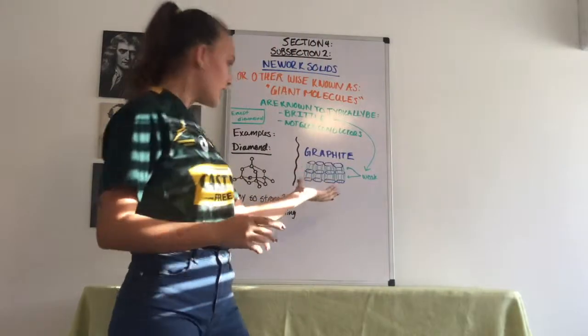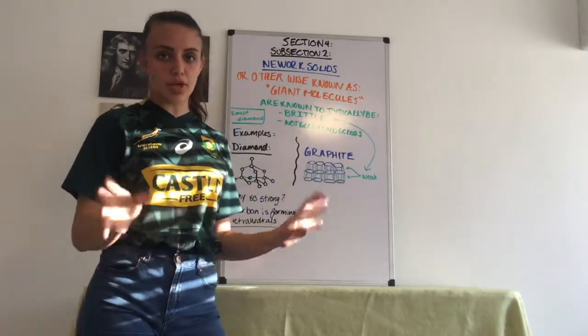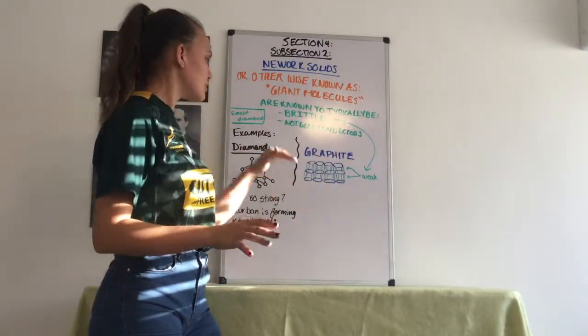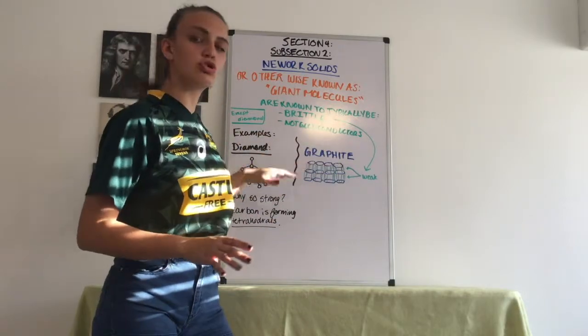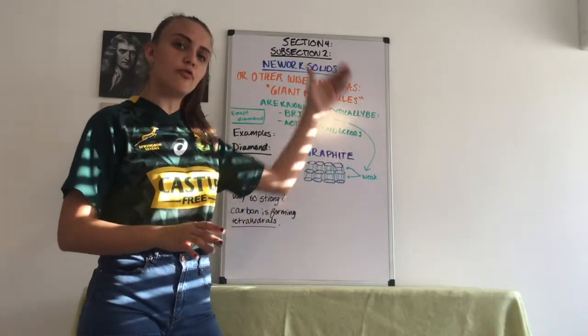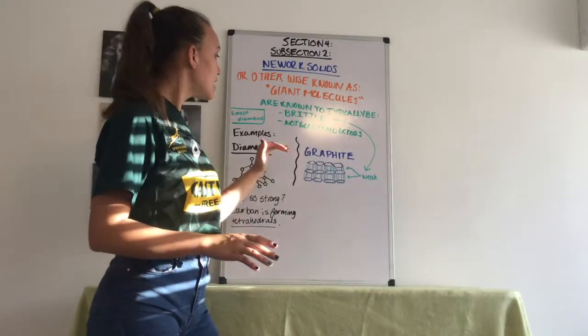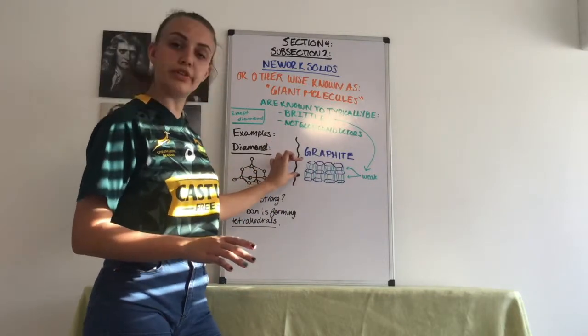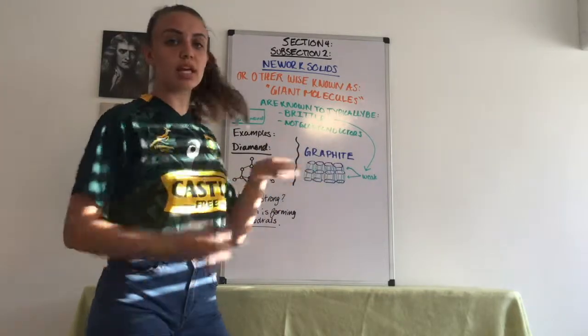Now, graphite, on the other hand, is a perfect example of a network solid being brittle because each of the layers are strong horizontally, but when looking vertically at the connections or the bonds, they're super, super weak and can snap easily.